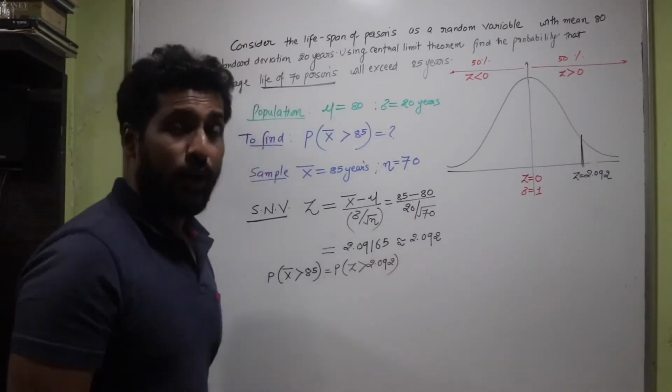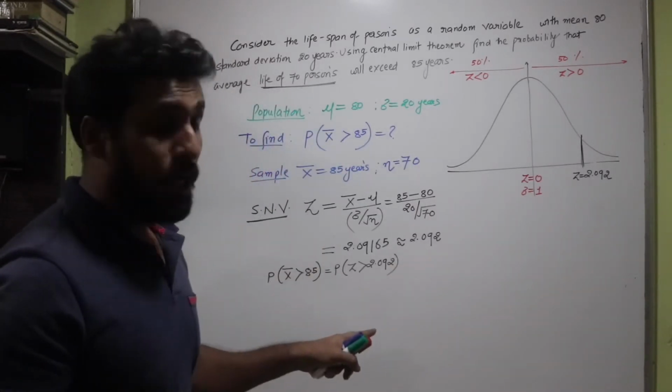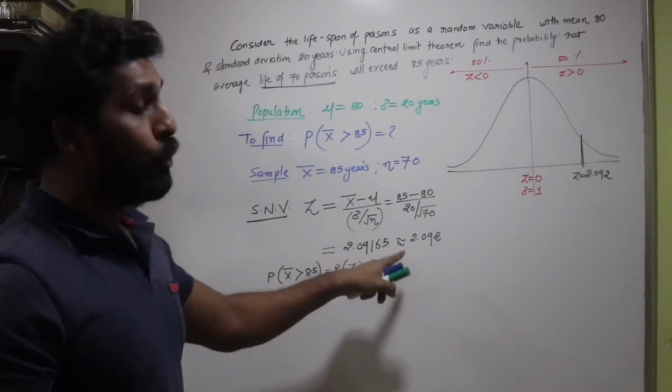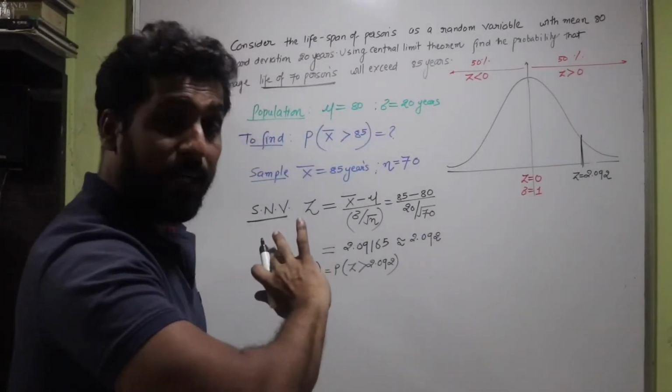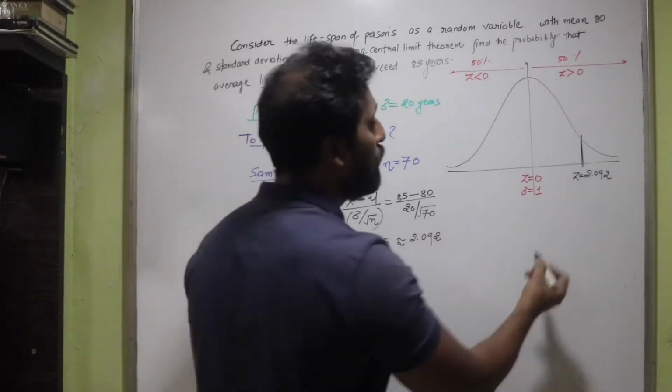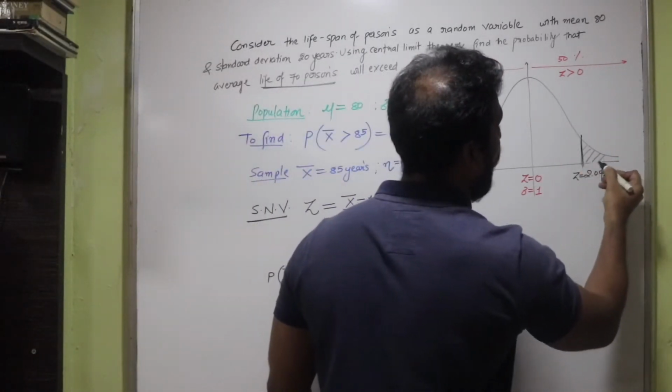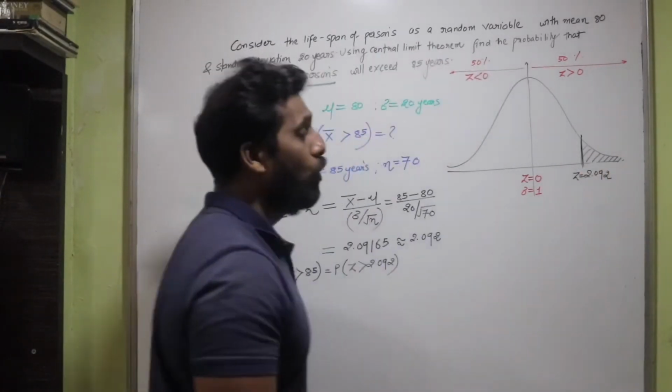Try and understand this very carefully. I want to find the probability of Z greater than 2.092. So this is where Z is 2.092, and I want to find the probability greater than those values. So greater than those values is on the right of Z equal to 2.092.